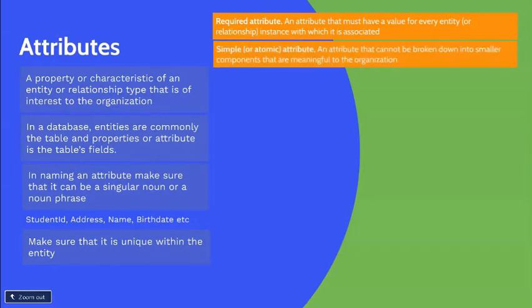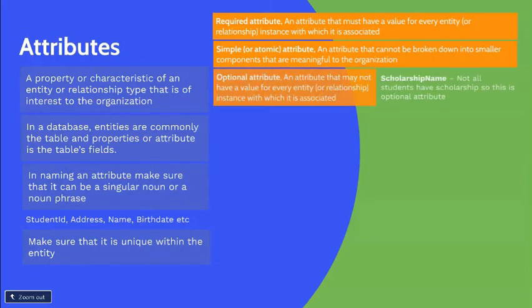Next is the simple or atomic attribute. This is the attribute that cannot be broken down into smaller components that are meaningful to the organization. Next is the optional attribute. This is the attribute that may not have a value for every entity. For example, the scholarship name. Not all students have a scholarship, so this is an optional attribute.